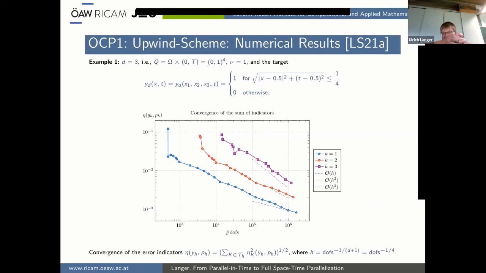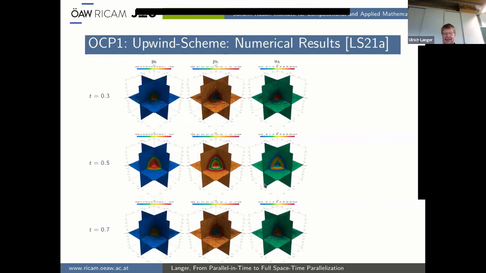So we do not know the solution, of course. So we use the error indicators coming from the a posteriori error estimator. And we look how the error indicators go down if you use this measure, the degrees of freedom, to the power of minus 1 over d plus 1. This is dofs to the power of minus 1 over 4. And fortunately, we see for these difficult problems, optimal rates. Again, these are the pictures. So cuts into the four-dimensional space-time cylinder for t equal to 3, 5, 7 give you, of course, three-dimensional pictures.